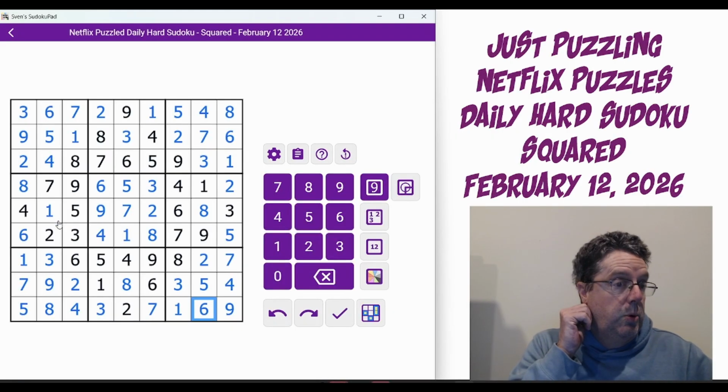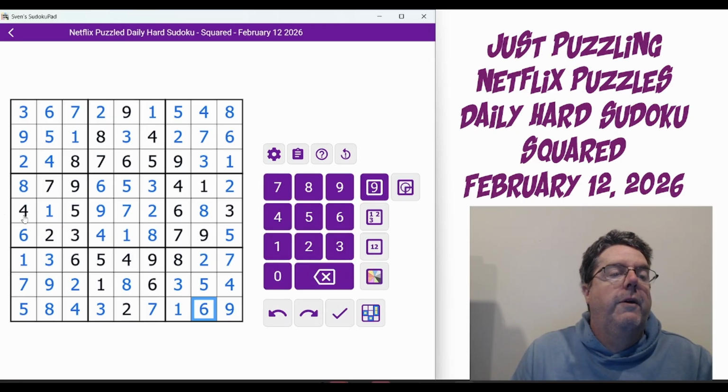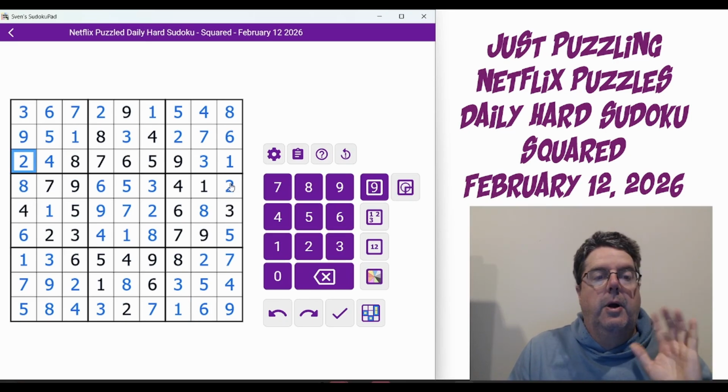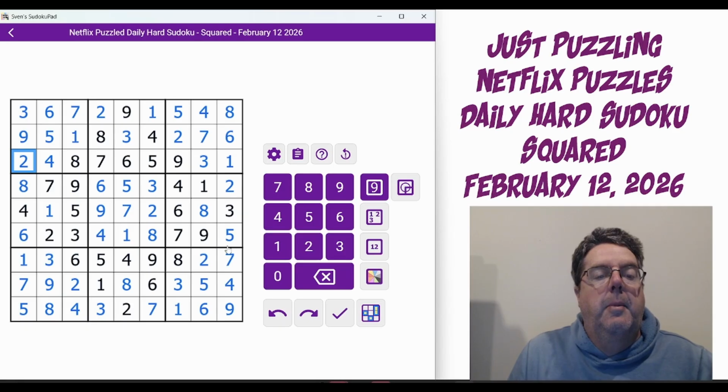Yeah, good puzzle. Quite a few X-Wings, which is what I should have said before when I said the rectangle. So the X-Wings are where you've got 2 in a row, and so there can't be any others there. And then there was an unsolvable rectangle.